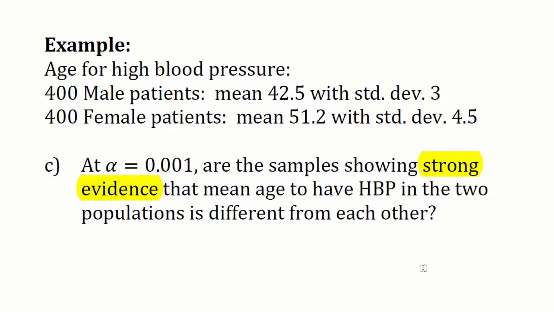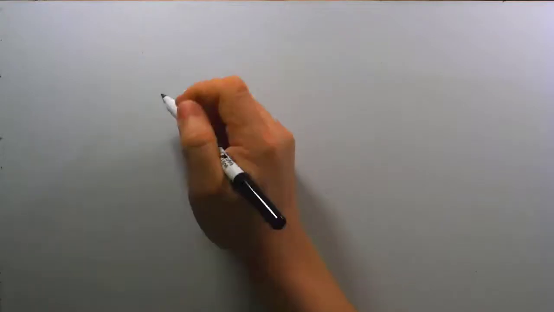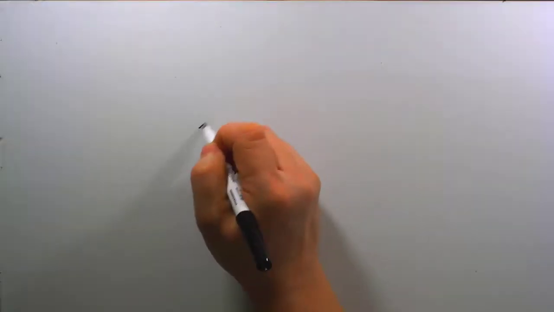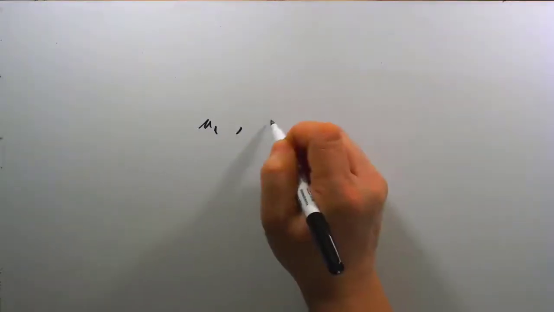So let's get to it. To test a hypothesis, again, let's first identify what the two hypotheses are. As the question here is saying, are the samples showing strong evidence that the mean HBP is indeed, now we're studying two populations, so mean HBP is mu1 and mu2.